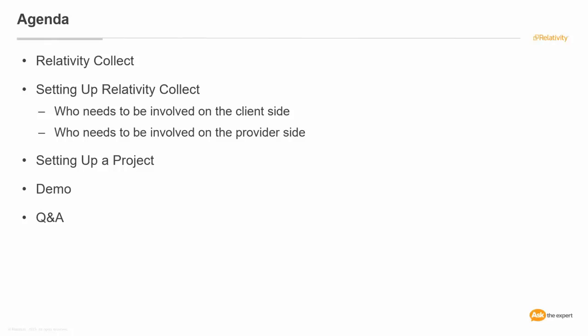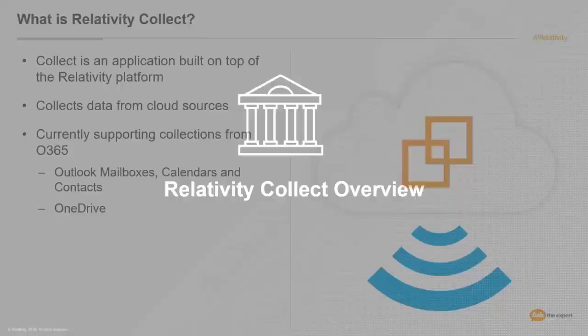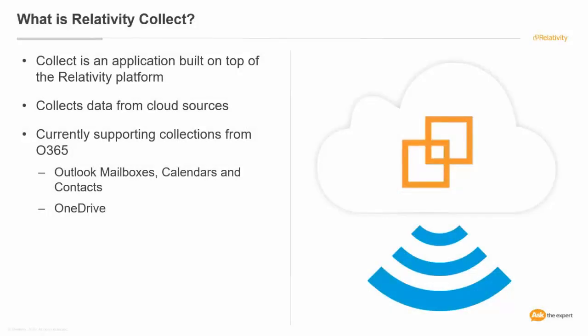So without further ado, I'm going to turn this over to Greg, and Greg is going to give us an overview of Relativity Collect. All right, thank you, Eamon. So what is Relativity Collect? Relativity Collect is a new application built on top of the Relativity platform. It is a part of Relativity. The purpose of Relativity Collect is to give you a way to collect data from cloud sources. In this first release, we're focused on Office 365. Specifically within Office 365, we have support for collecting Outlook mailboxes, calendars and contacts, as well as OneDrive files.